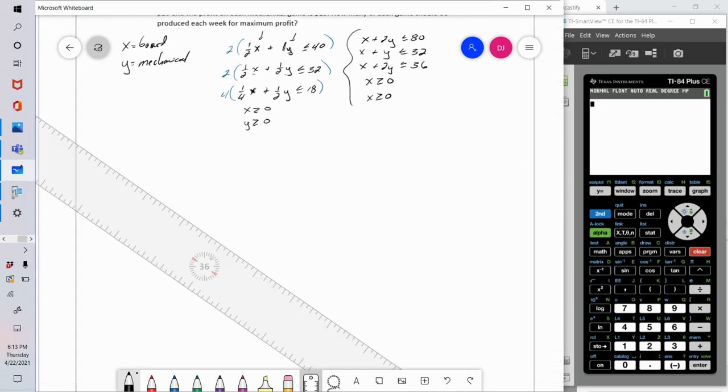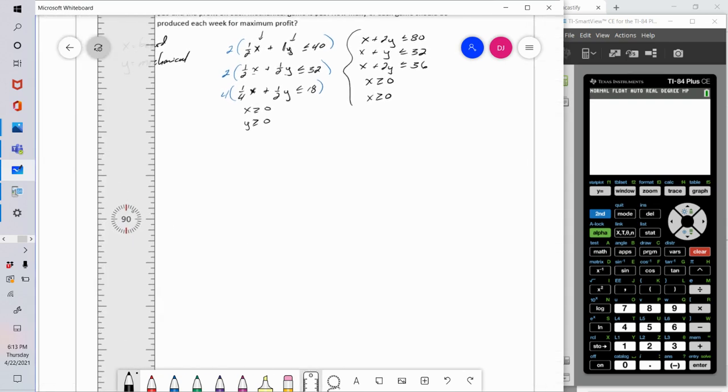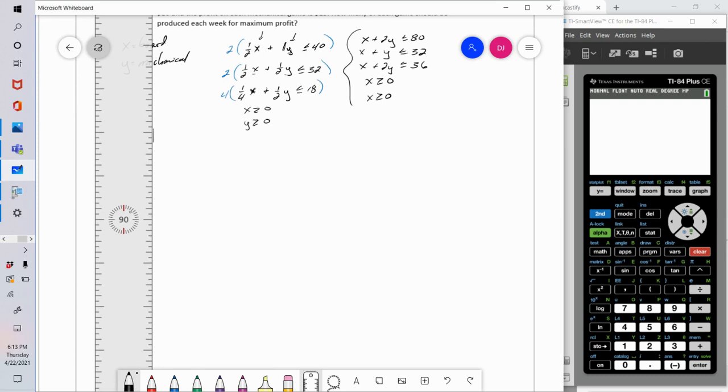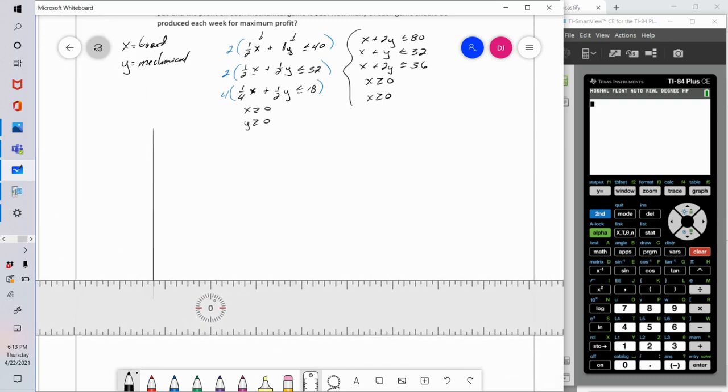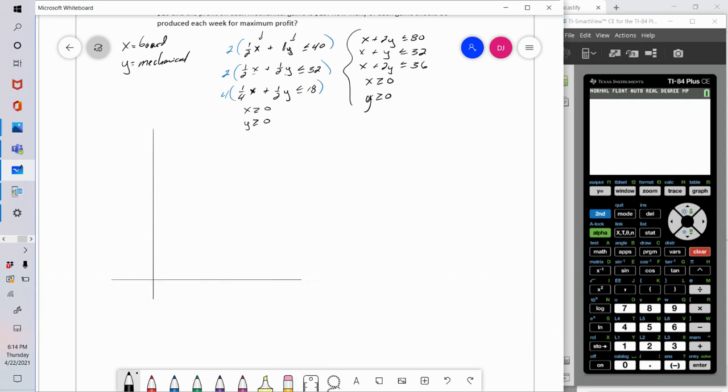We're going to draw our x and our y axes, and just like many of the problems we've done recently, because x and y both have to be greater than 0, we only need the first quadrant. I also notice here that when y is 0, x is going to be 80.